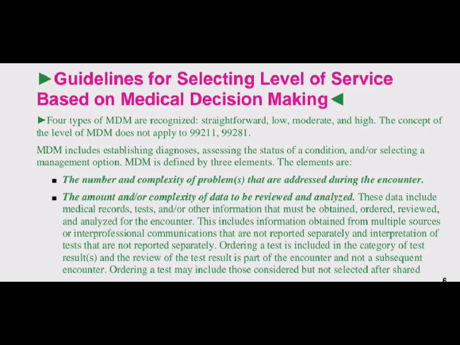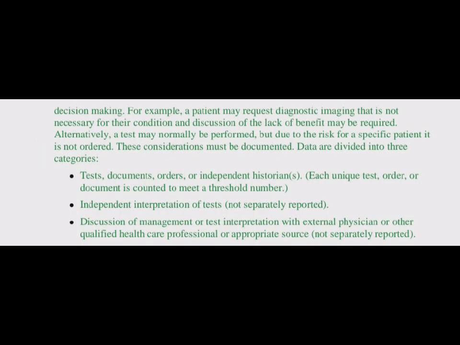These data include medical records, tests, and/or other information that must be obtained, ordered, reviewed, and analyzed for the encounter. This includes information obtained from multiple sources or interprofessional communications that are not reported separately and interpretation of tests that are not reported separately. Ordering a test is included in the category of test results, and the review of the test result is part of the encounter and not a subsequent encounter. Ordering a test may include those considered but not selected after shared decision-making.